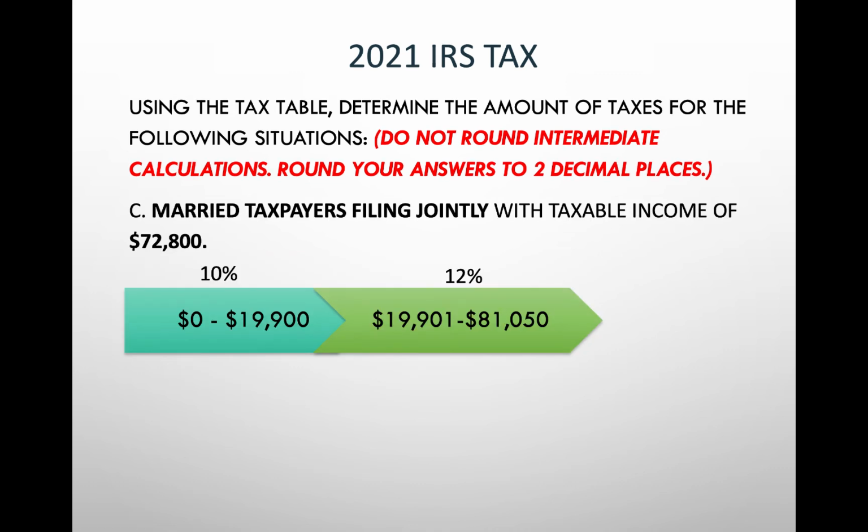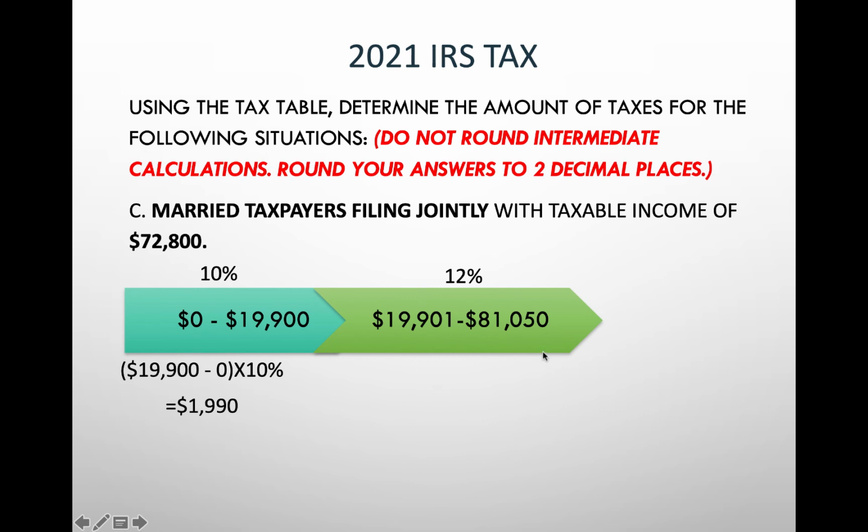In this last example, example C, we are now working with the column regarding married taxpayers filing jointly with taxable income of $72,800. So this is the combined income for our married couple. Now, in this bracket, we can see that the numbers are a little bit different. Here we're working with 19,900 at the top of our range, and we'll take that and subtract 0 and then multiply it by the 10%. That will give us a tax amount of $1,990 belonging to this bracket here.